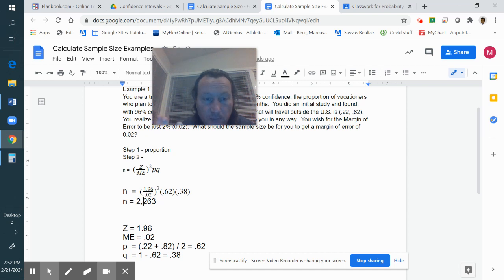So whatever my proportion would be, I'd subtract about 2% from each side. That'll give me a nice idea of the actual percentage of people. Instead of somewhere between 22 and 82%, it may be somewhere between 30 and 34, or something like that. But notice we would have to redo a sample. We'd have to take another sample, this time of 2,263 people.